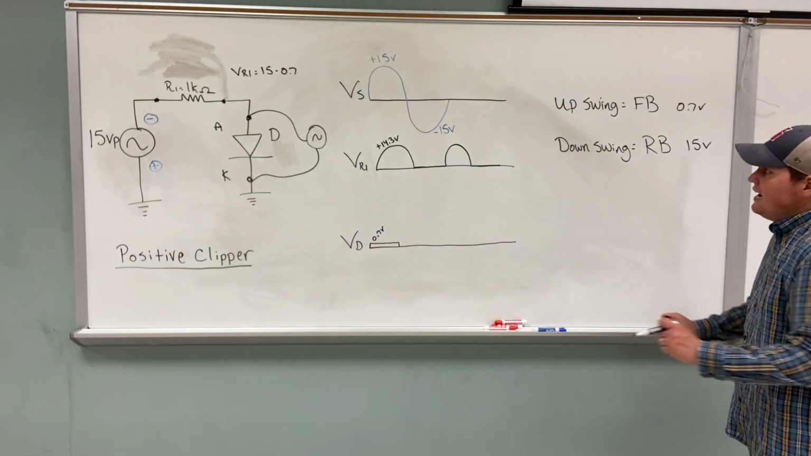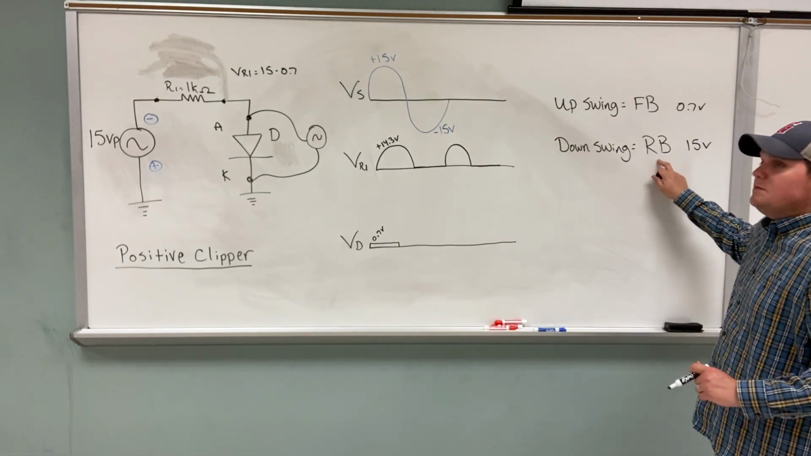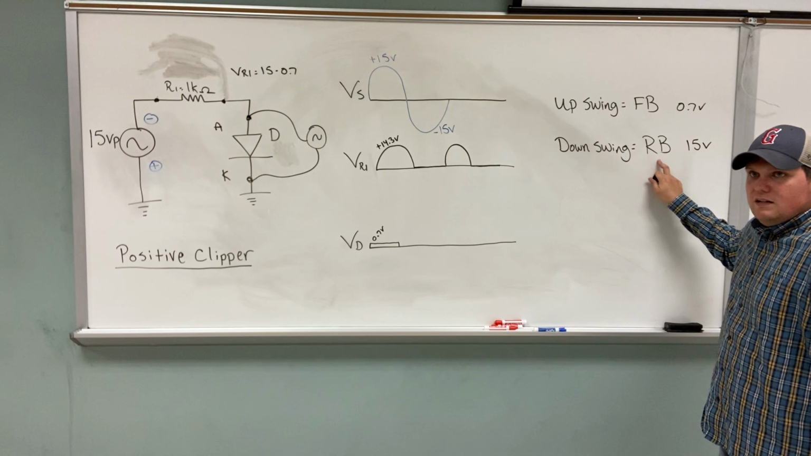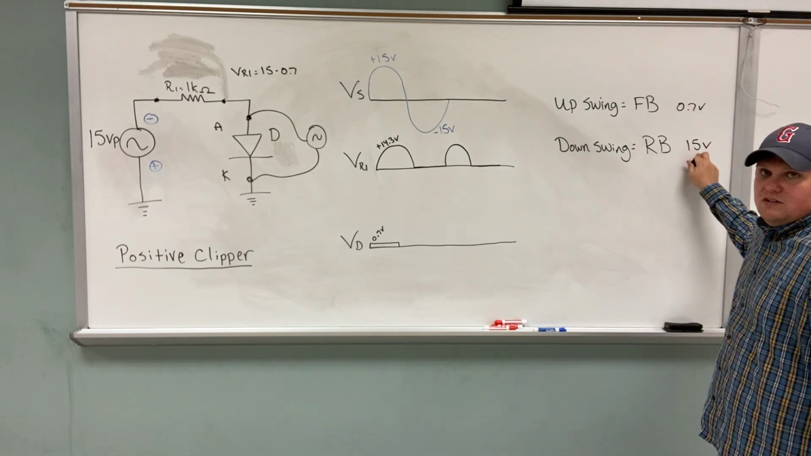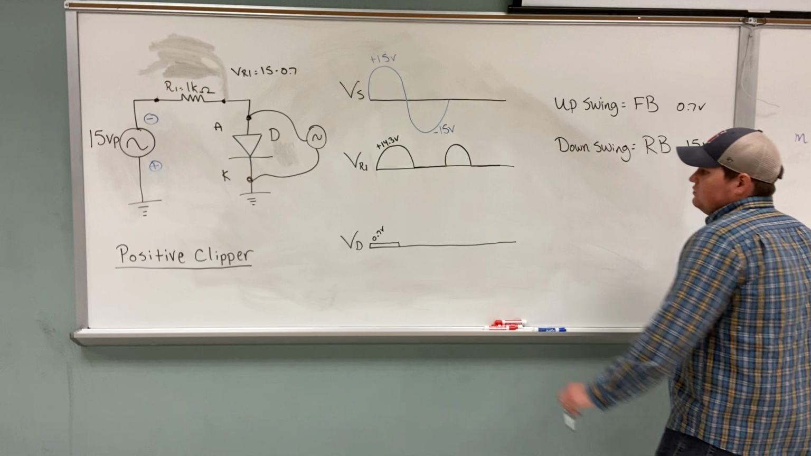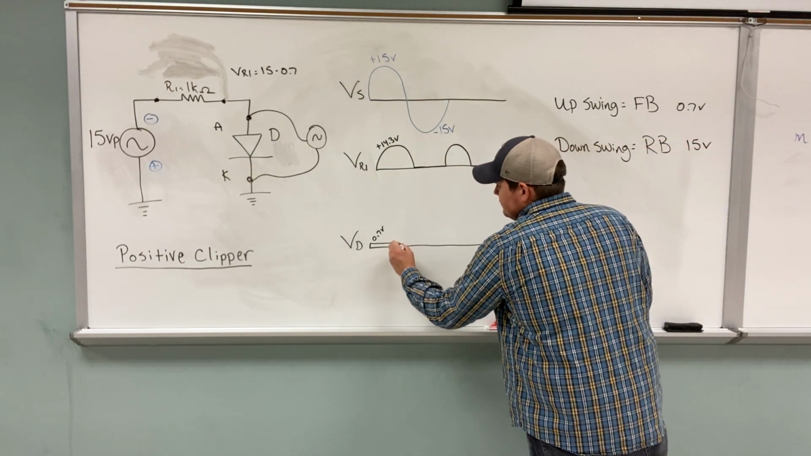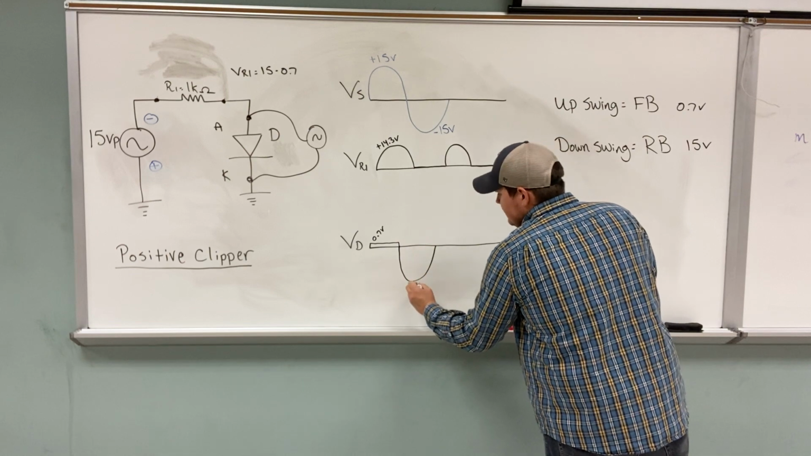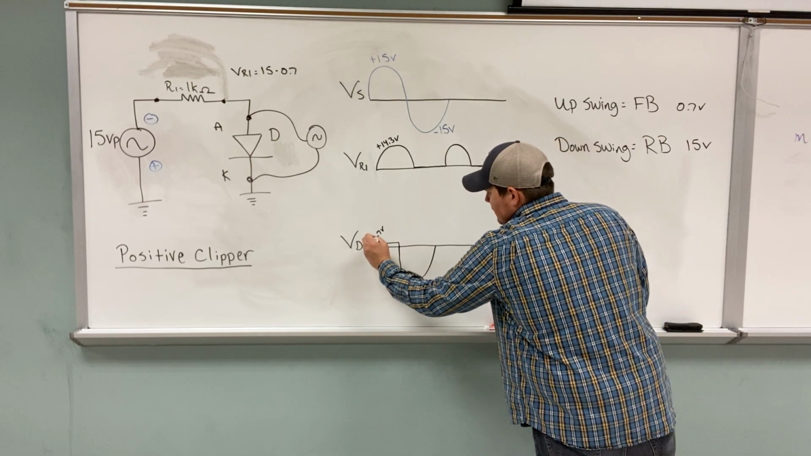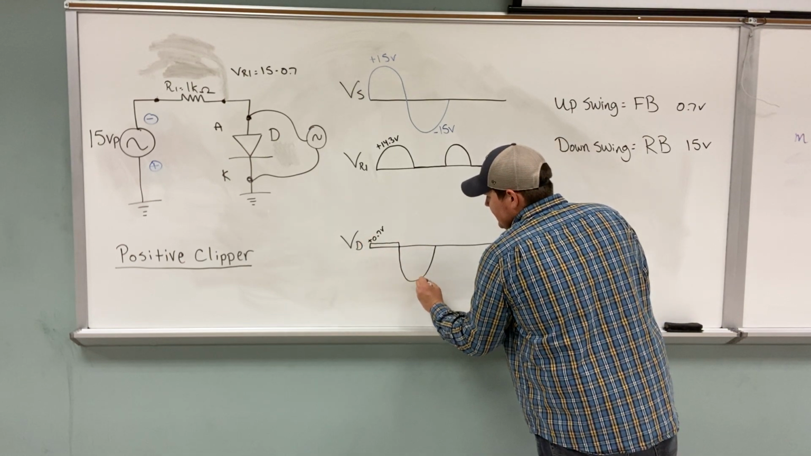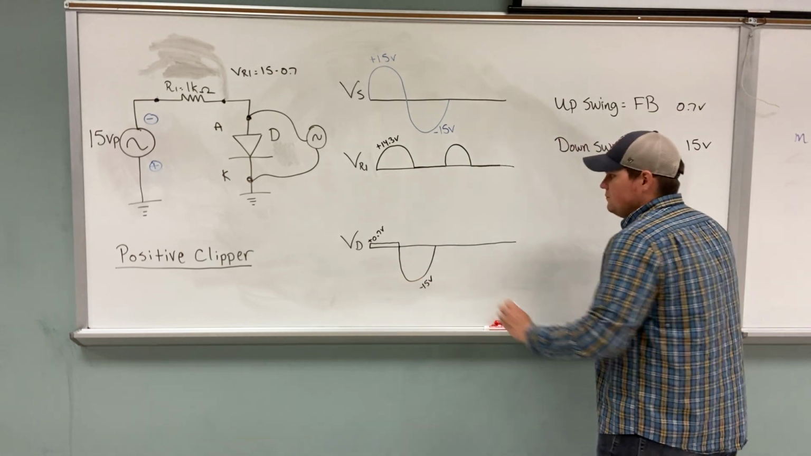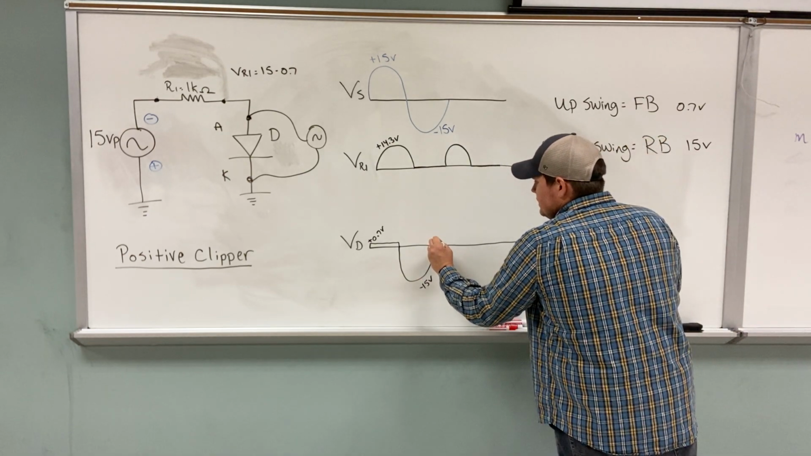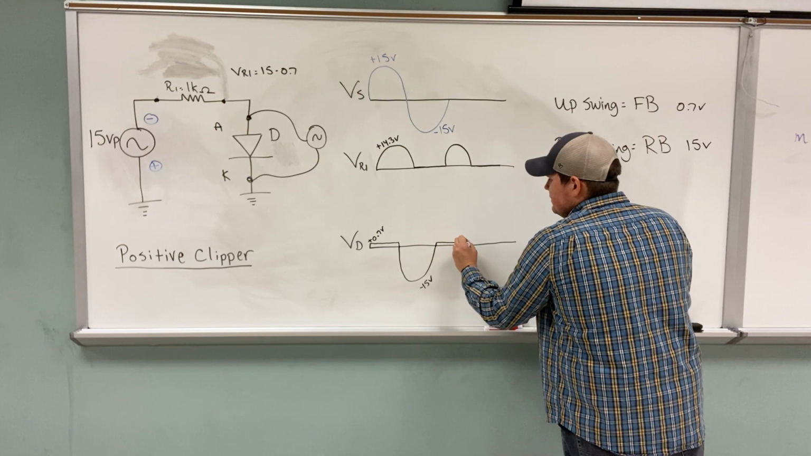Now, on the downswing, it becomes reverse bias, and it reads what? 15 volts. We're going to drop down, and that's going to be a positive 0.7 and a negative 15. Then I'm going to draw a couple of cycles of that.